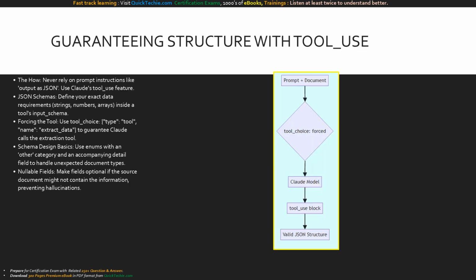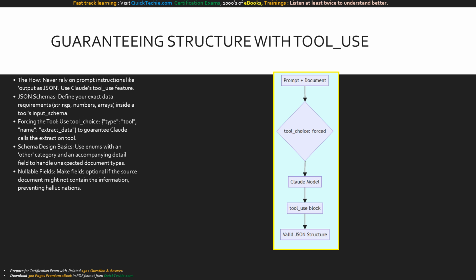So, how do we guarantee Claude outputs exact JSON? The answer is tool use. Instead of begging the model to format its text correctly, we define a tool with a strict JSON schema. By setting tool choice to force that specific tool, we compel Claude to format its entire response as the tool's input arguments. This guarantees structural compliance.